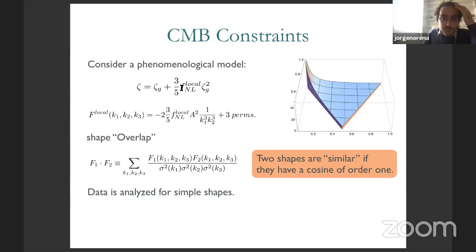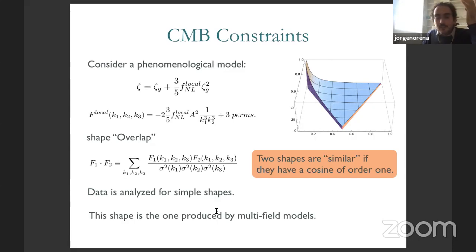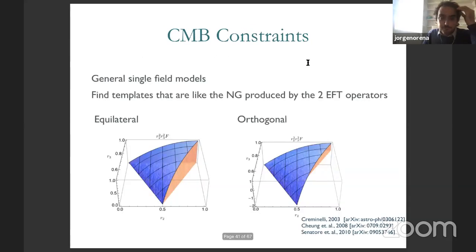The one I'm showing here is the so-called local template. And again, it is similar to the one produced by multi-field models. It has a very strong divergence in the squeeze limit. And remember that single field should not have this divergence. So if we analyze the data with this shape and we observe a number which is high, we know that single field inflation is ruled out.